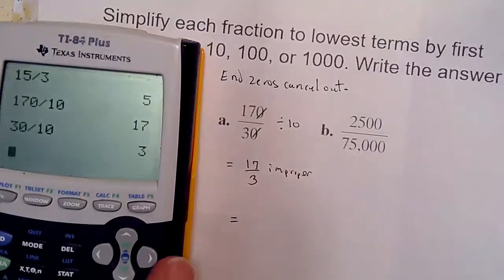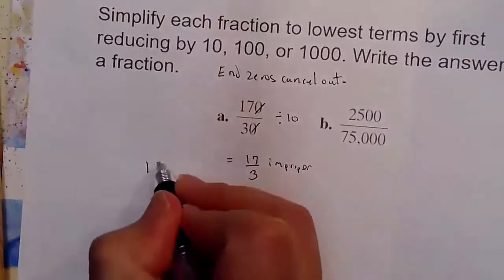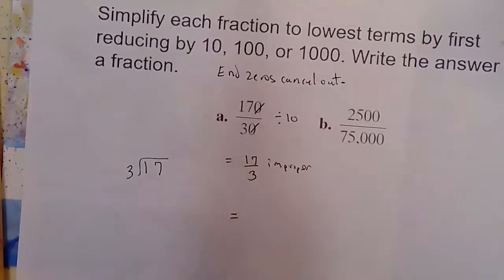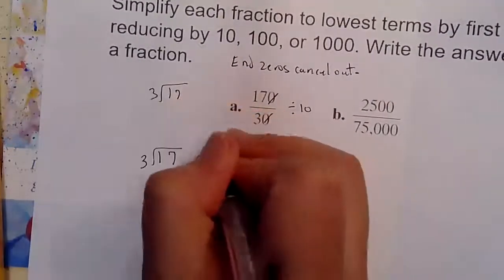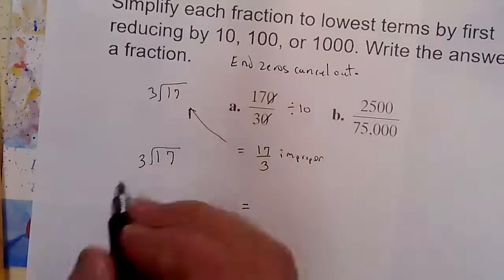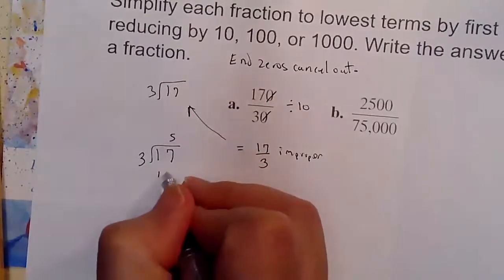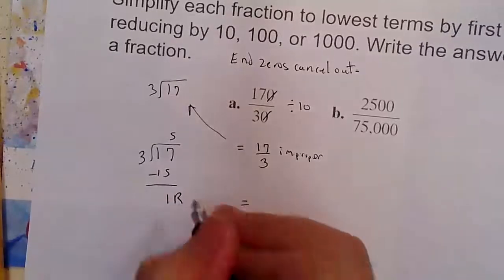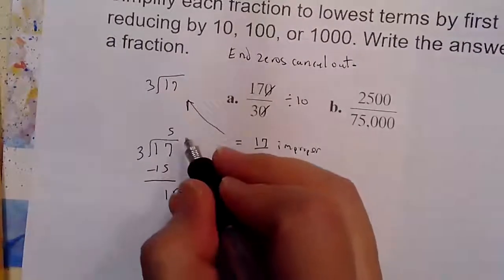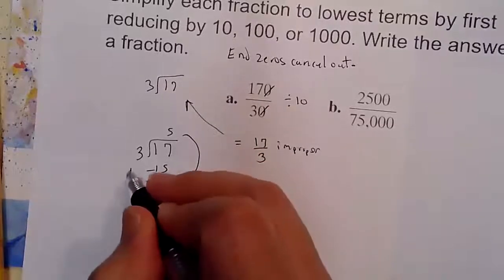Okay, so again, this isn't proper. Then I can do long division. 17 divided by 3. So 3 goes into 17 5 times. 5 times 3 is 15, and you get a remainder of 1. So then this gets recorded like this, clockwise.